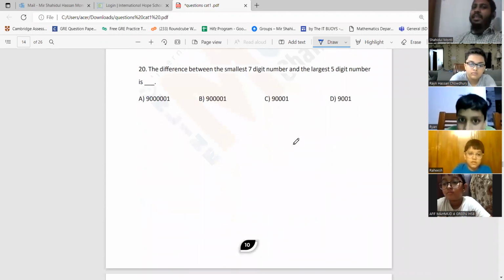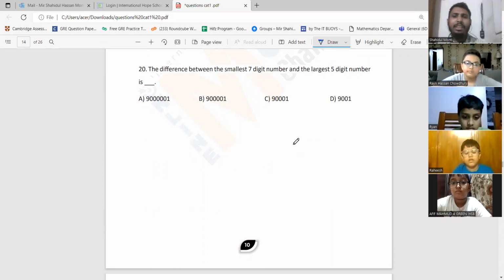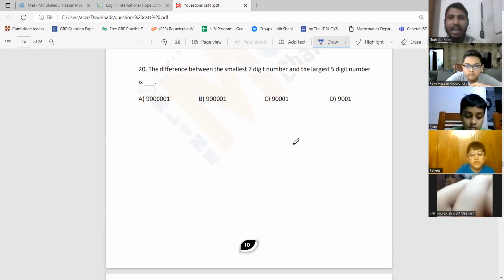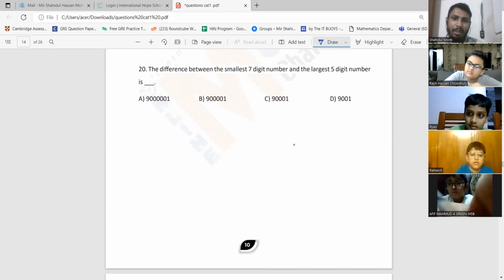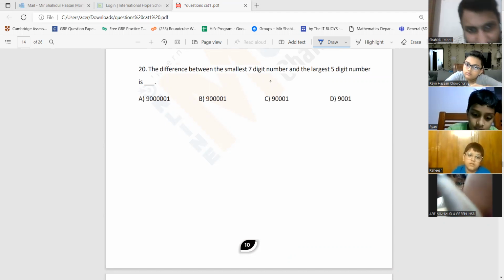Question number 20. Here we have the difference between the smallest 7-digit number and the largest 5-digit number. We have to find the difference.